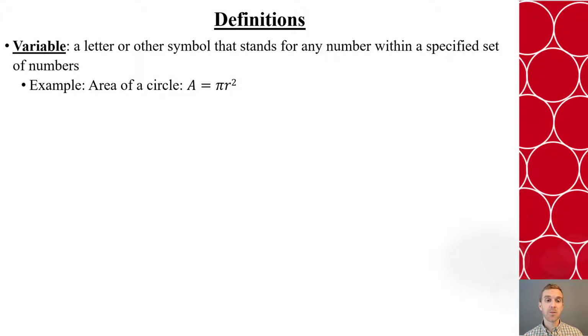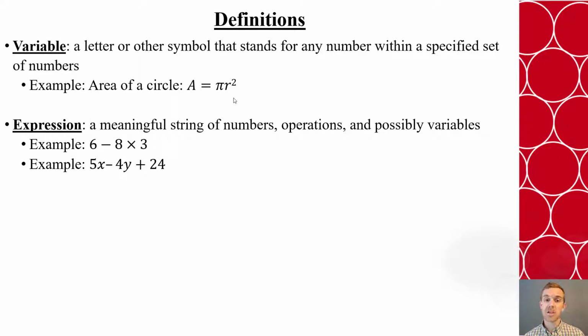So for an example, think of the area of a circle. We have the A, which is the variable representing the area, and R representing the radius. That can be of any length greater than 0 since it's a measurement.